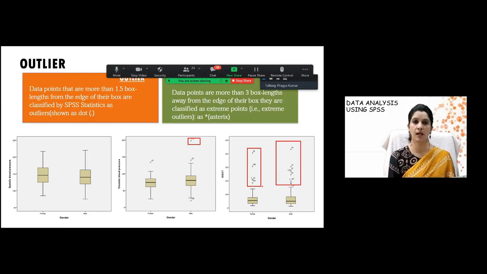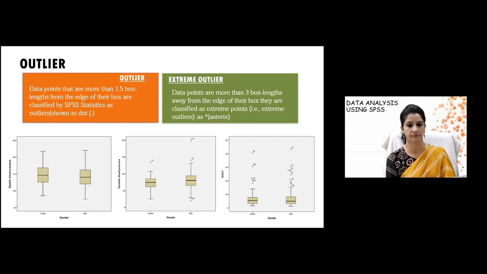So this is the concept of extreme outlier and normal outlier. Extreme outliers are represented by asterisks. They are more than 3 box lengths from the edge of the box plot, and the outliers are more than 1.5 box lengths from the edge of the box plot, and they are represented by a circular dot. So this was the concept of outlier.